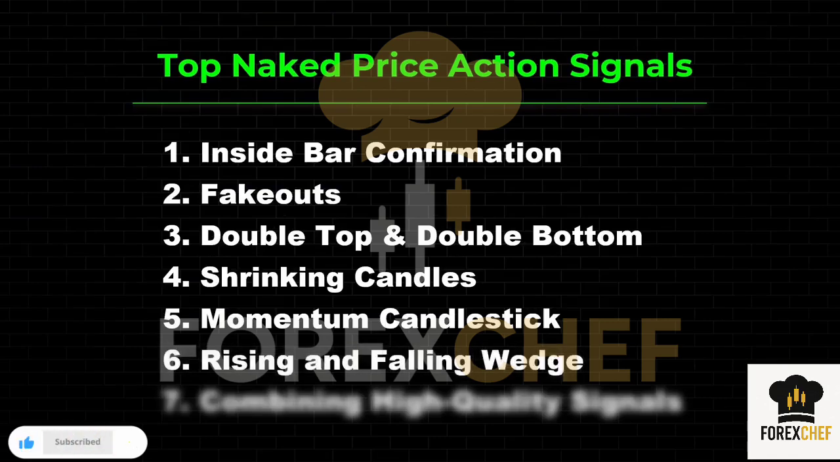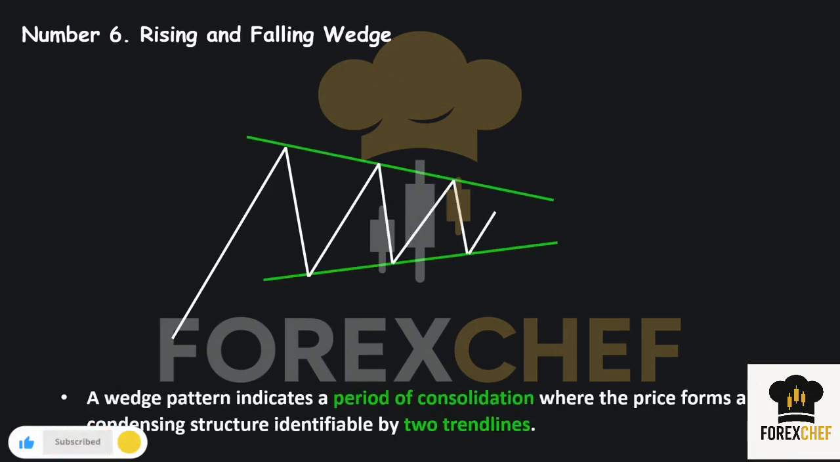Rising and falling wedge pattern. A wedge pattern indicates a period of consolidation where the price forms a condensing structure identifiable by two trend lines. This pattern reveals that the market lacks a clear direction, with buyers and sellers fighting for control. Breaking above or below the trend lines indicates which side has taken control. Breaking above a falling wedge during an uptrend suggests a continuation to the upside, while breaking below a rising wedge in a downtrend signals the price's intention to continue downwards.